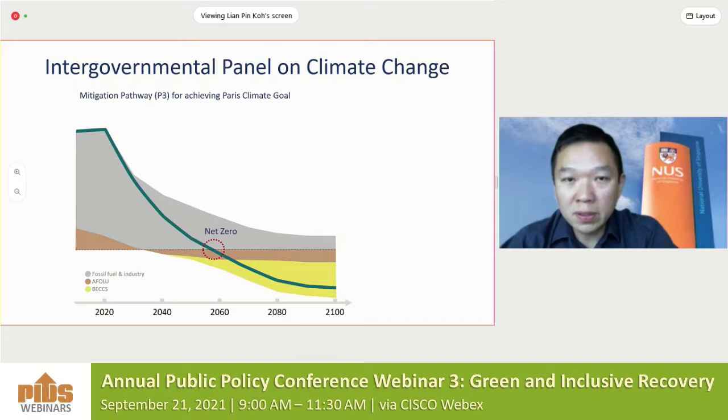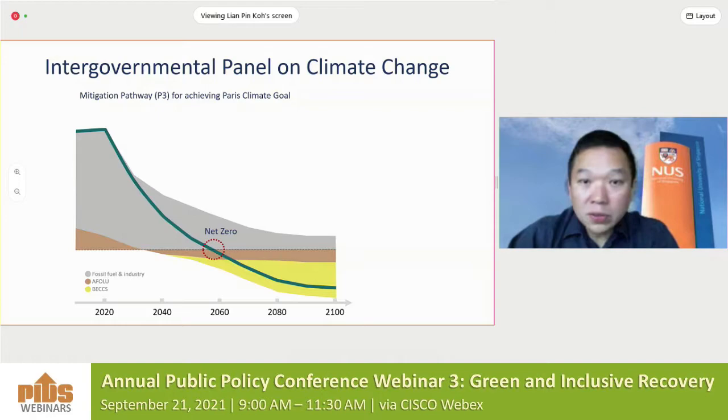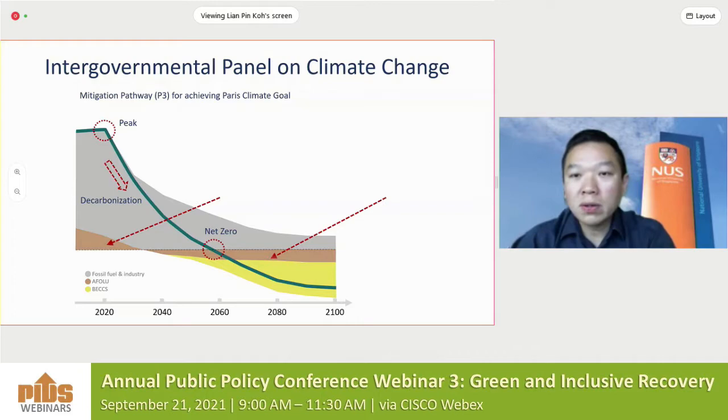So to help us get started, let's go back to the IPCC pathways and zoom in on one of these pathways, which is pathway three you see here, representing a middle of the road scenario. For the world to achieve net zero by around mid-century, we will have to peak our emissions by 2021, followed by rapid decarbonization, which is the gray part of the pathway. But more importantly, we also need to act on the brown parts of the pathway.